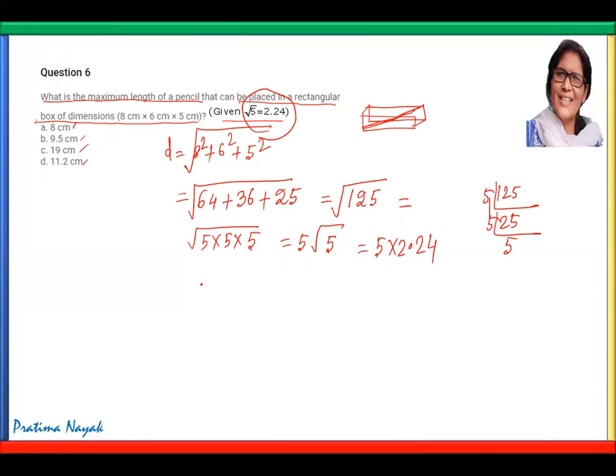So now you multiply, how much will you get? If you multiply, it will be 11.2. Let us see, 5 4 times 20 carries 2, 5 2 is 10, 2 is 12, 5 2 is 10 plus 1, 11. So 11.2 centimeter. Where is the answer? D is the answer.